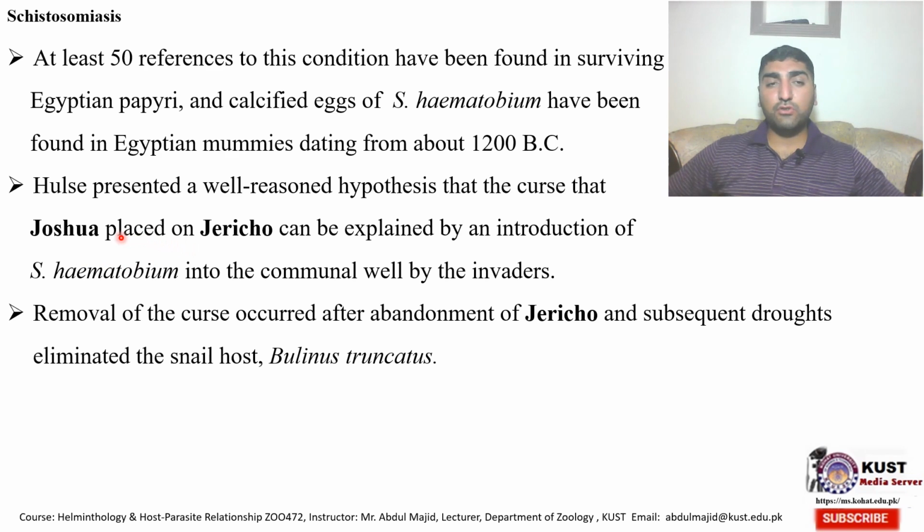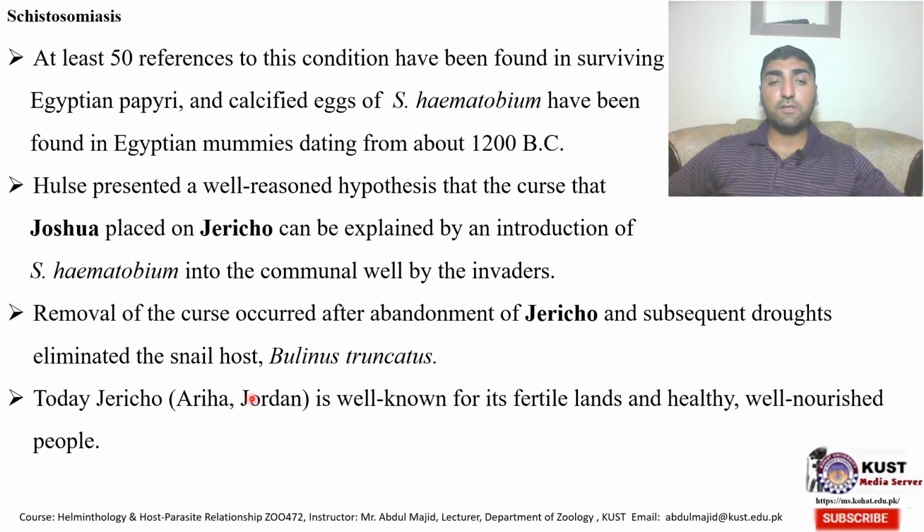What actually Joshua did: the Schistosoma haematobium eggs are found in human fecal material, and they introduced it into the communal well of the Jerichos. And the Jerichos became ill with schistosomiasis, and Joshua got his revenge. The removal of the curse occurred after abandonment of Jericho and a subsequent drought eliminated the snail host, Bulinus truncatus. So that's how this curse was eliminated.